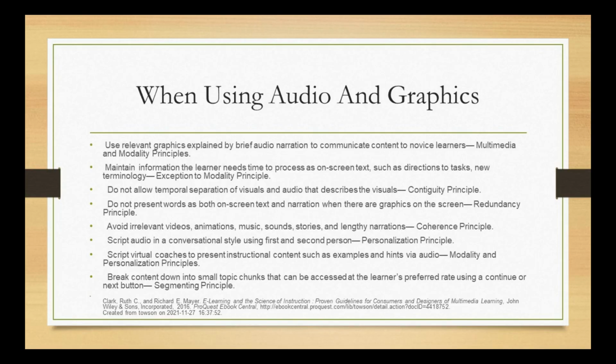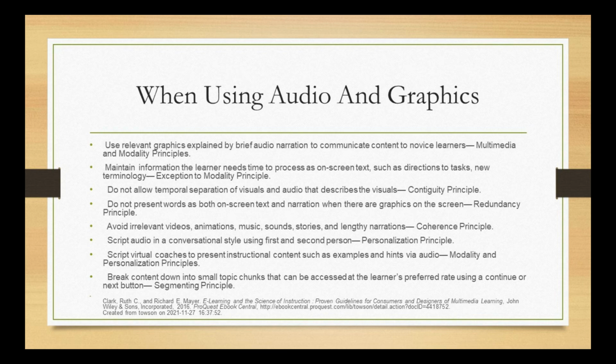When using audio and graphics, you should use relevant graphics explained by brief audio narration to communicate content, and maintain information the learner needs to process as on-screen text, such as directions to tasks, new terminology. Do not allow temporal separation of visuals and audio that describe the visuals. Do not present words as both on-screen text and narration when there are graphics on the screen. That's redundancy. Avoid irrelevant videos, animations, music, sounds, stories, and lengthy narrations. Keep it short and simple, essentially, and make sure you don't overcrowd everything because that's pretty distracting to people.